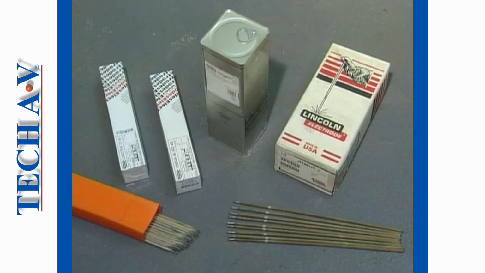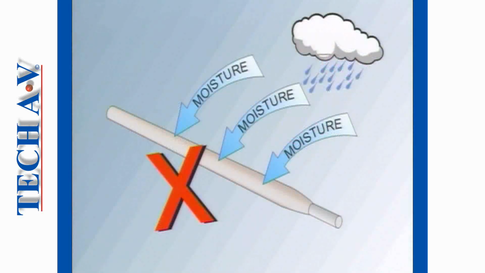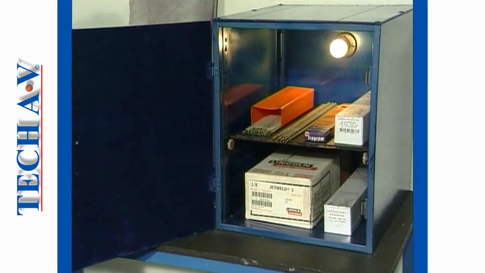Covered electrodes must not be allowed to become damp, as this will destroy the action of the flux. Electrodes should be stored in a dry place, preferably inside a warming box or an electrode oven.